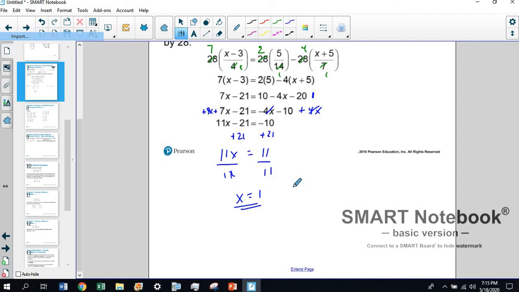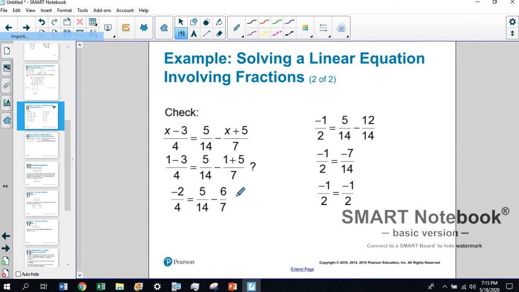Okay. And so it's the same process that you did with linear equations. There's one extra step, which is getting rid of the denominators. That's the first step you need to do. Again, if you want to check your answer, you plug in 1 everywhere and see if you get an equivalent thing, and negative 1/2 equals negative 1/2, so it checks.